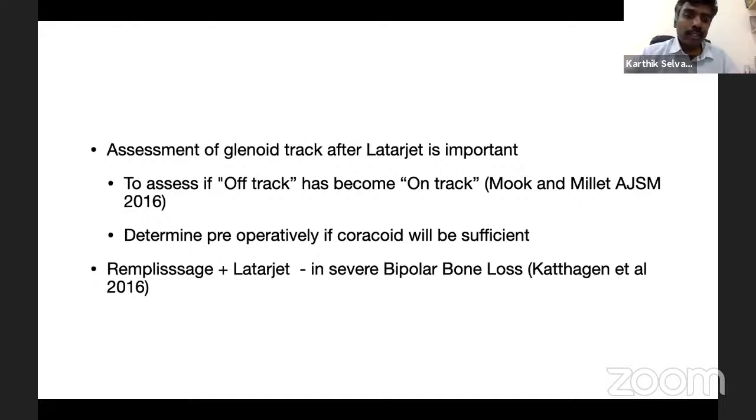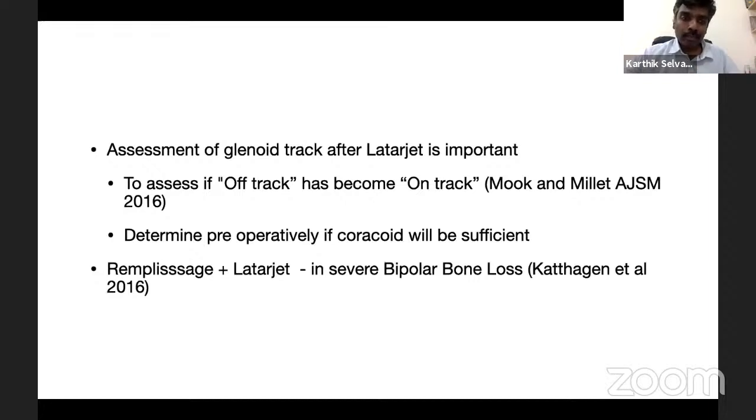But the only thing is you place the anchors, you don't tie the anchors, because if you tie the anchors, putting in your Latarjet can become difficult. So you place the anchors, then come out, do your Latarjet, and then tie the anchors for your remplissage later. In this case, you will have to make the patient sit and then do your remplissage in the beach chair position, which is not very difficult. Actually, you can do it.